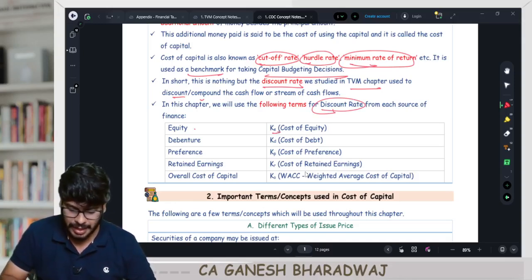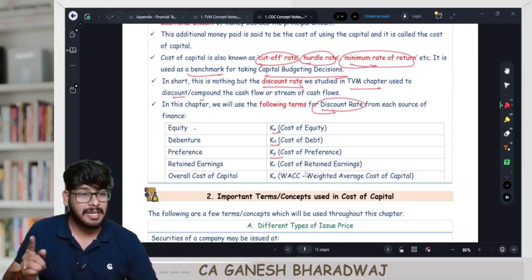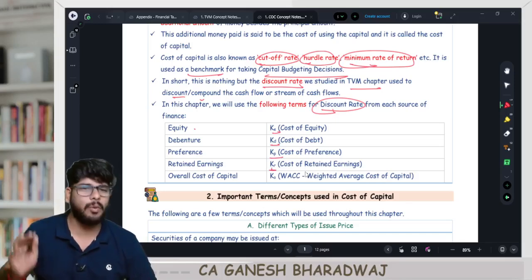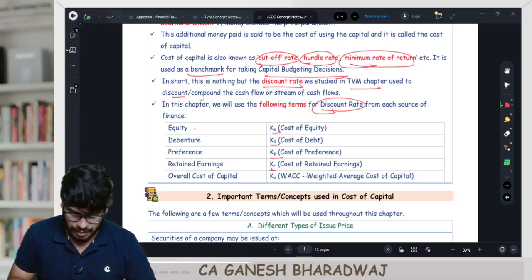Equity, we call it as KE. For debt, it's called as KD. For preference, it's called as KP. Even retained earnings will come with a cost. It is called as KR, right? What it is, we will be seeing. Clear with this? And then overall cost of capital is called as WACC.